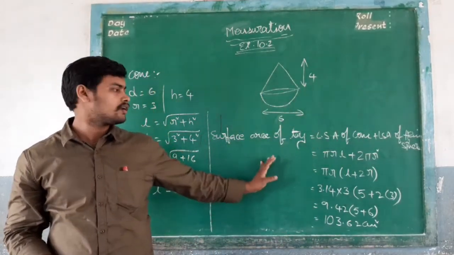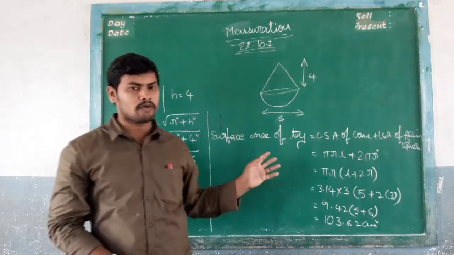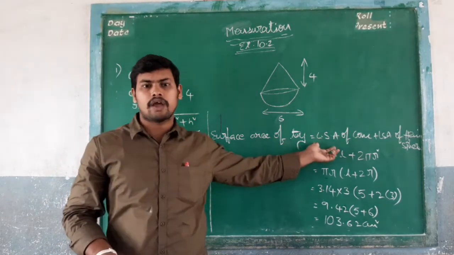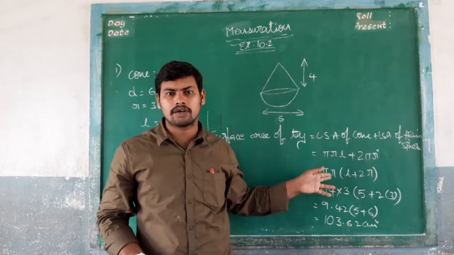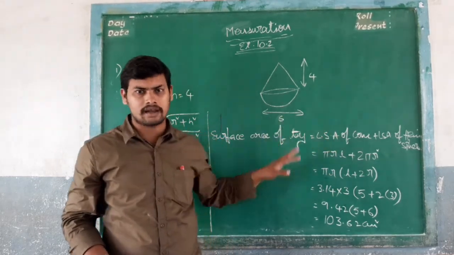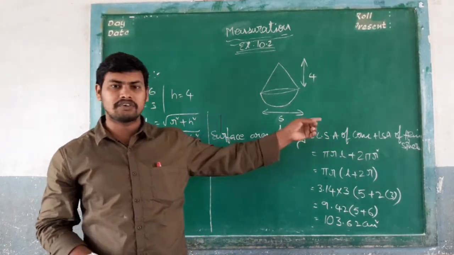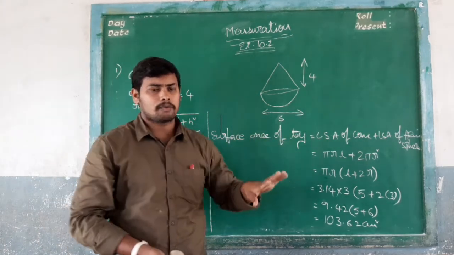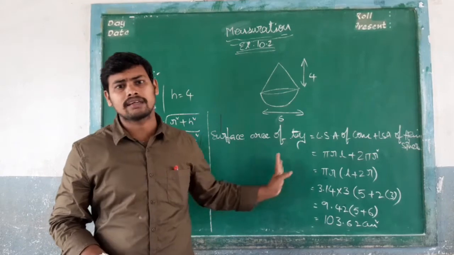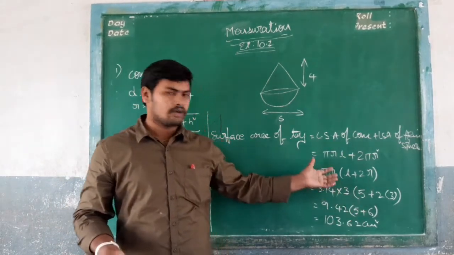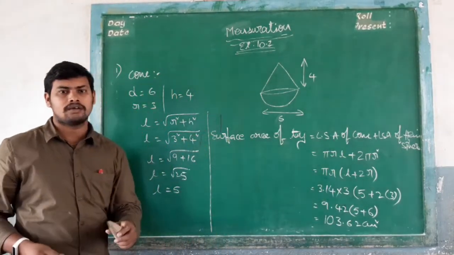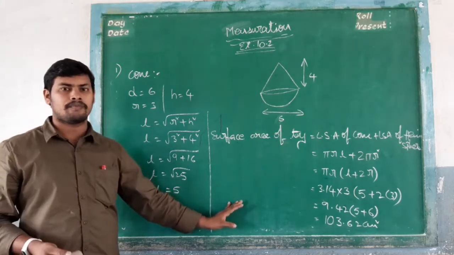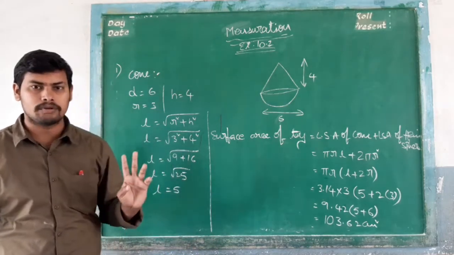So this is the simplified method. If you want, first you calculate the lateral surface area of the cone, then the lateral surface area of the hemisphere, then you combine those two surface areas. This is the procedure, but I calculated directly. So your wish. Next, move on to the second problem.